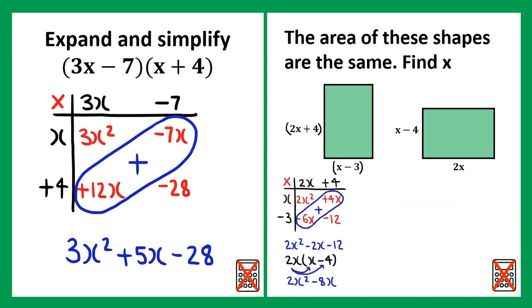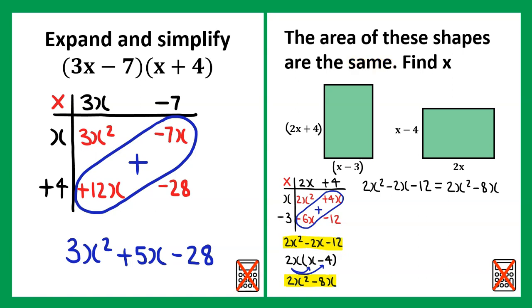We were told that the area of these shapes are the same. That means that the expression that we got for the first rectangle, 2x squared minus 2x minus 12, would be equal to the expression that we got for the second rectangle, which is 2x squared minus 8x.